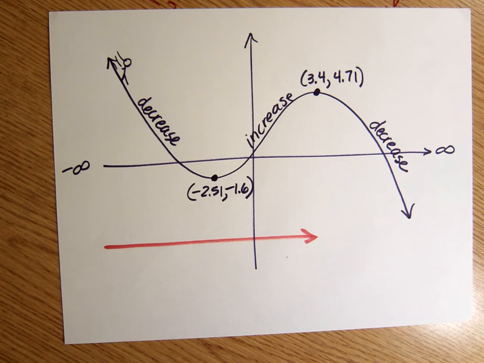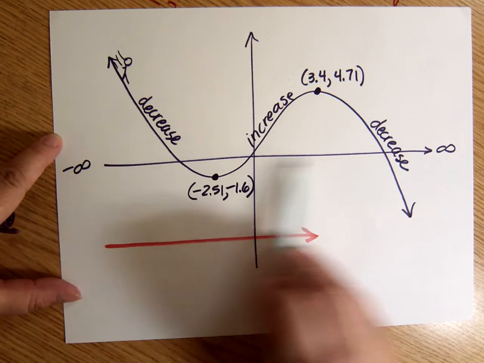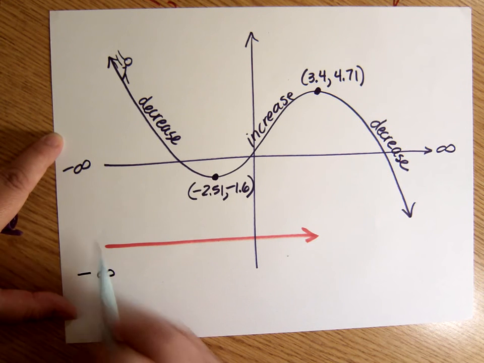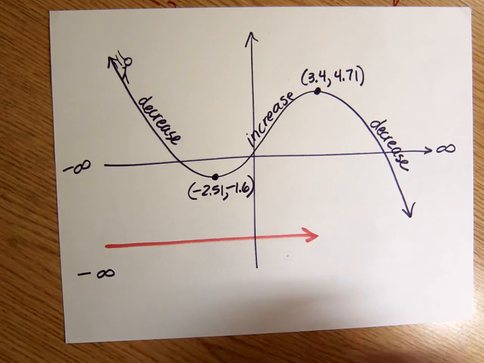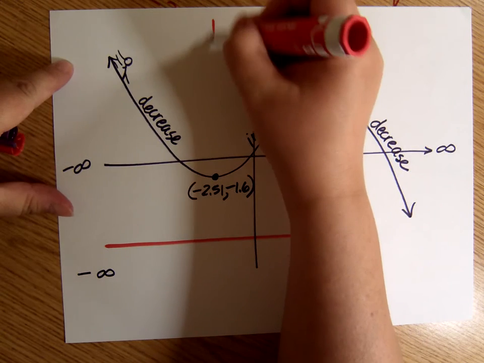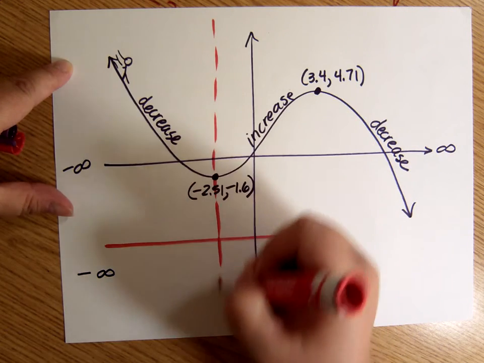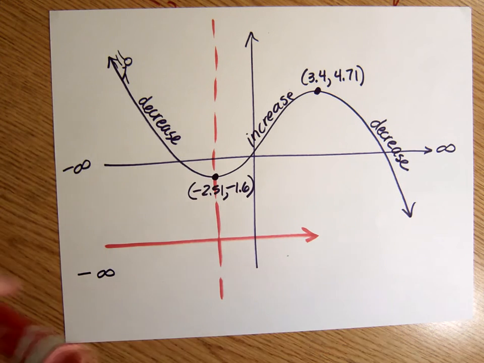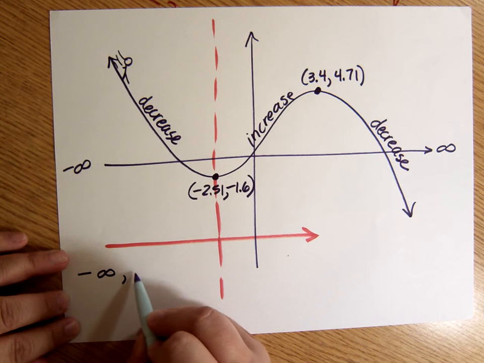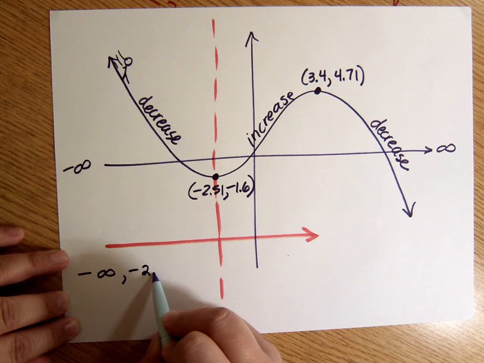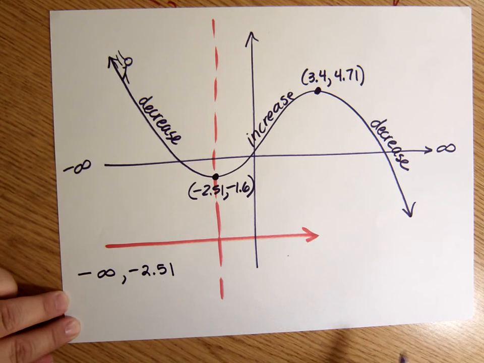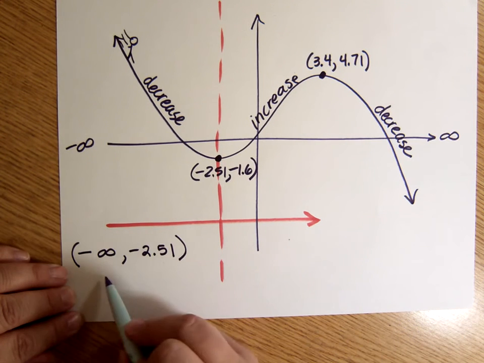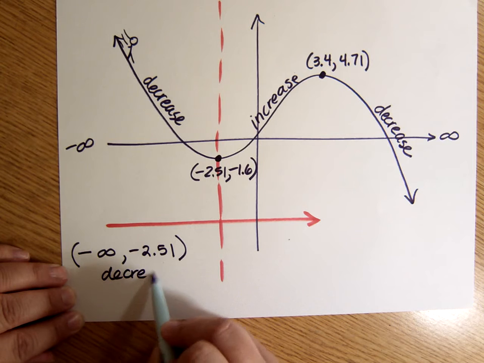Okay, so going across my graph from left to right, it is from negative infinity up to this point right here. And I'm going to draw a vertical line. I'm going to make it dotted. From negative infinity up to this point, it's doing one thing. What's it doing? Well, he's sliding downhill, so it's decreasing. So I have an interval of decrease from negative infinity to negative 2.1. That's an interval of decrease.